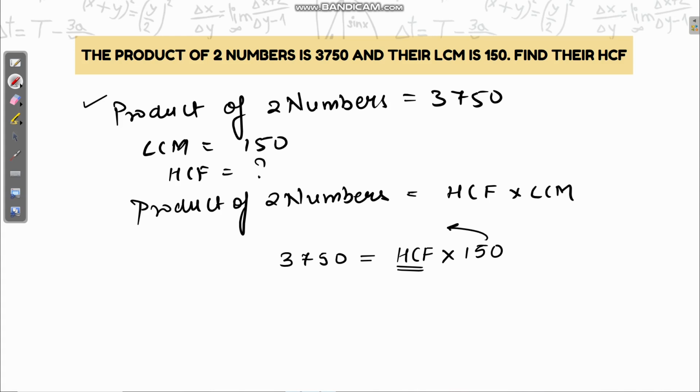Take 150 on the other side. Here it is multiplication, when it goes on the other side becomes division. So it's 3750 upon 150. You can cancel this 0 and this 0. Now either you can divide by 5 or directly by 15. So I'll directly divide by 15. So 15 1s is 15. 15 2s is 30. You will get 75. 15 5s is 75. So your answer over here is 25. So your 25 is your HCF.